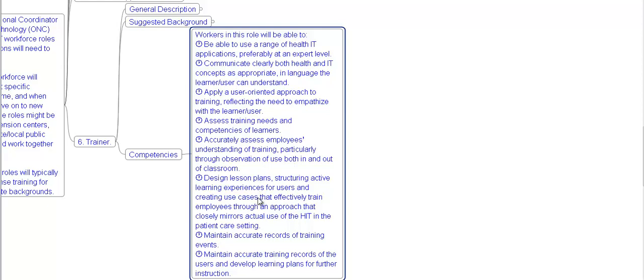Design lesson plans, structure active learning experiences for users, and create use cases that effectively train employees through an approach that closely mirrors actual use of the HIT in patient care settings. Maintain accurate records of training events and maintain accurate training records of the users and develop learning plans for further instruction.